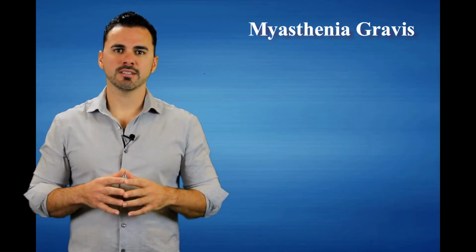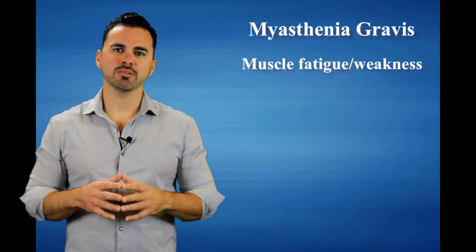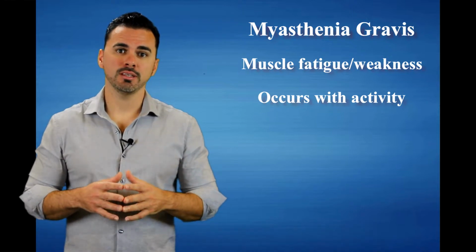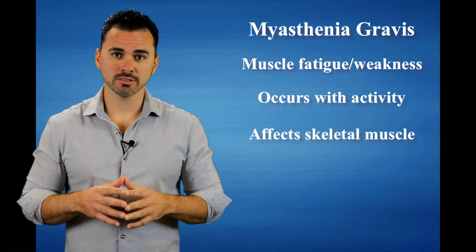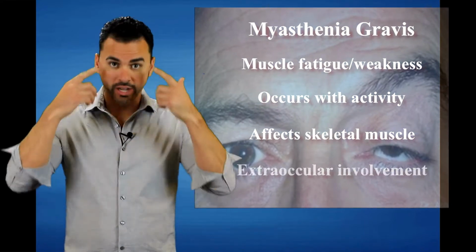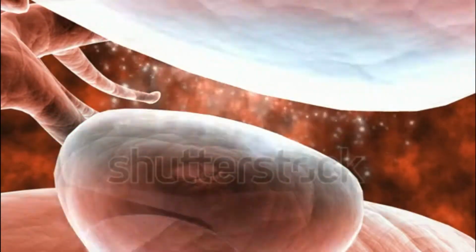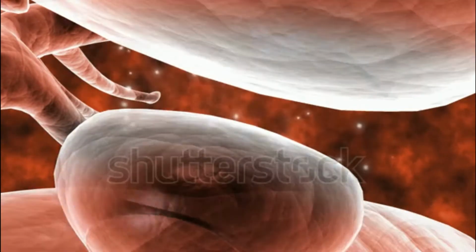Now, myasthenia gravis is a chronic autoimmune neuromuscular disease. In differentiation with myasthenia gravis, this is going to be a generalized muscle fatigue and weakness, which is brought on by activity. This is going to be involving more skeletal muscle, and it's also going to involve your extraocular muscles as well. Basically, the acetylcholine receptors are going to be blocked at the neuromuscular junction.